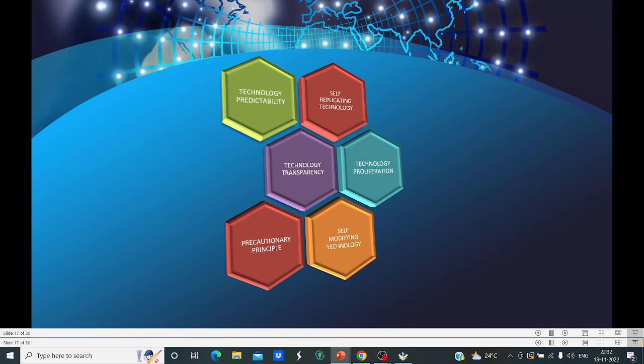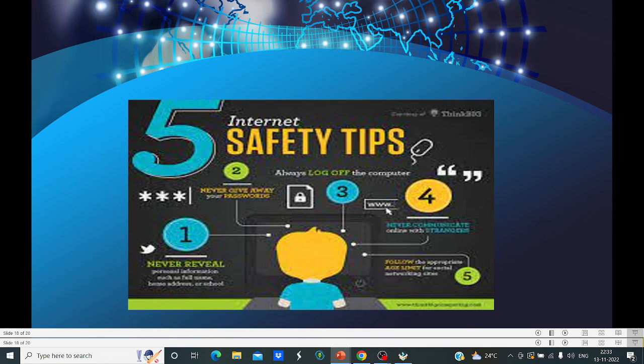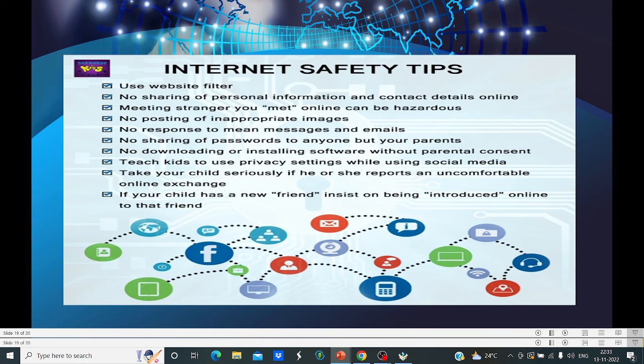Next we move on to the process of technological transparency. Technological transparency clearly explains how the technology works, what data it collects, where it is collected from, and how it should be stored, which comes under technology transparency. And here are safety tips we have to follow when using digital media. In the process of using digital media, use website filters, and don't share your personal information online. Meeting strangers you meet online can be hazardous also. And don't post inappropriate messages, images and videos, which come under internet safety tips also.